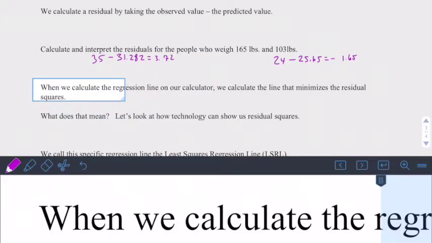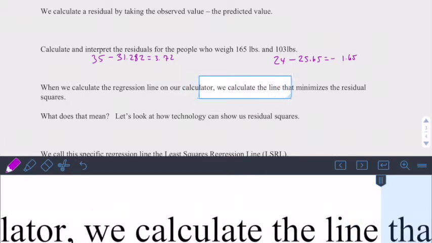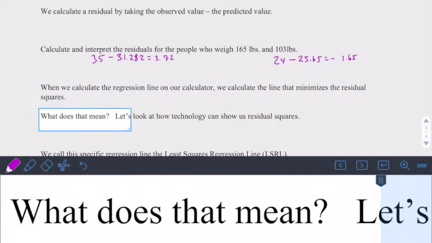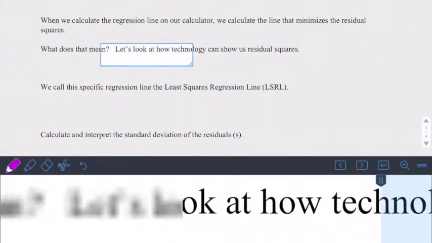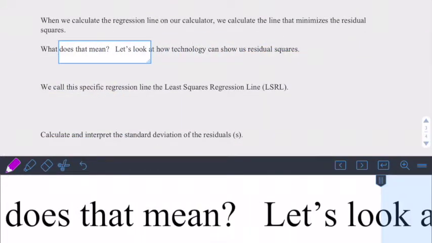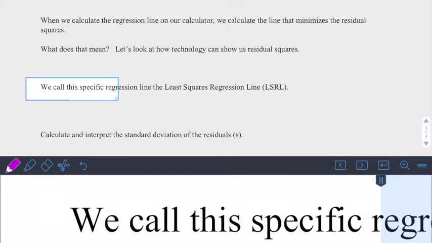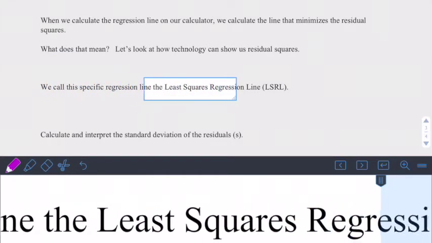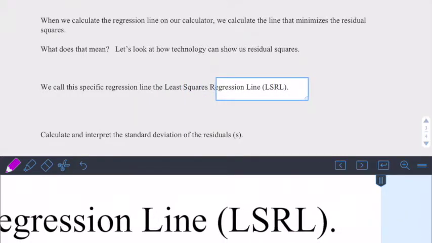When we calculate the regression line on our calculator, we calculate the line that minimizes the residual squares. We're going to look at an activity and I'll show you how this works in class, but I'm not going to do any more on this now. But this is where it comes from. We call this specific regression line the least squares regression line, and we can abbreviate it LSRL.